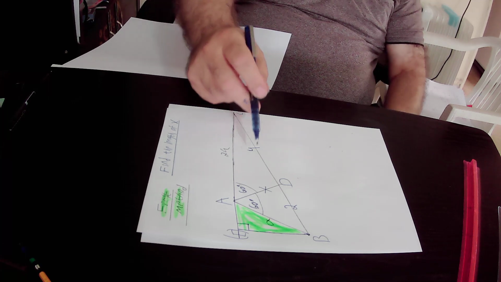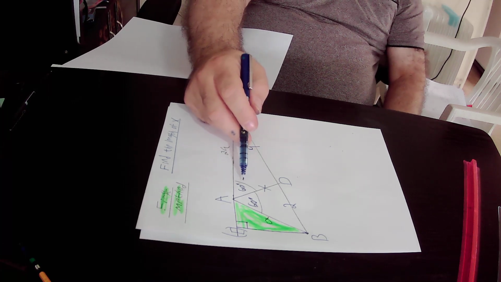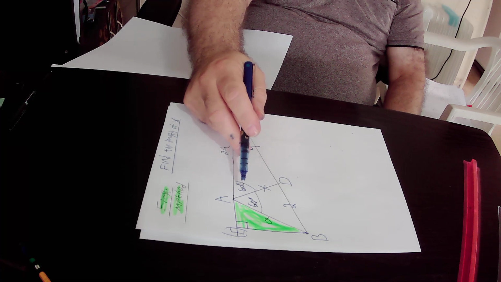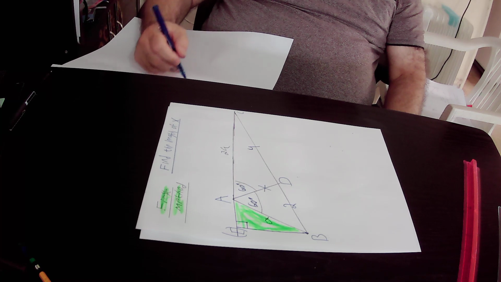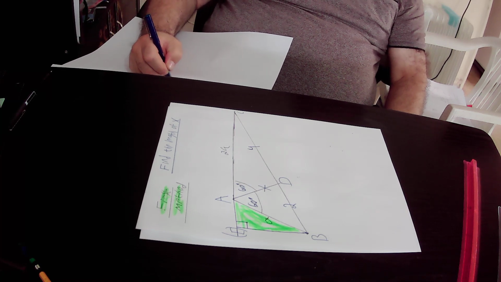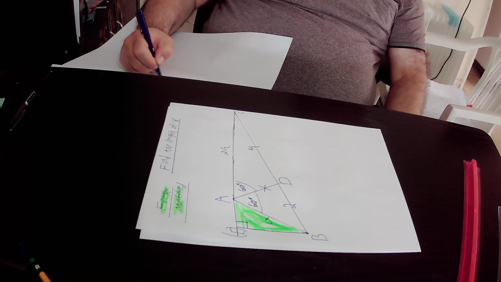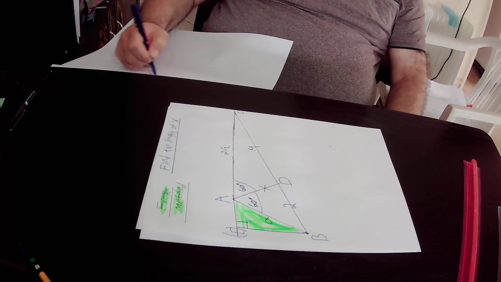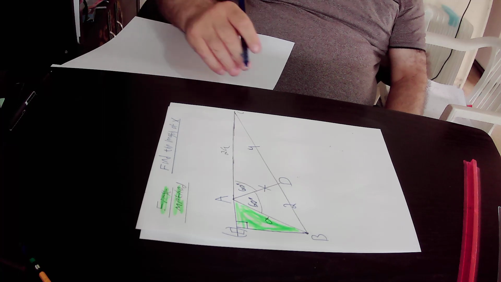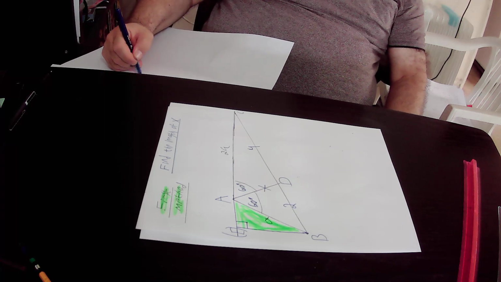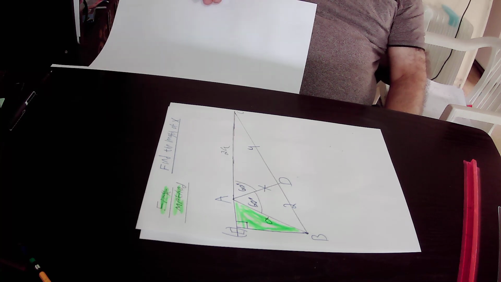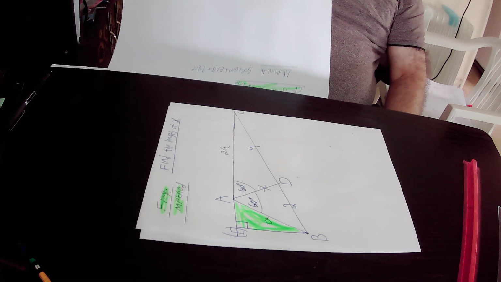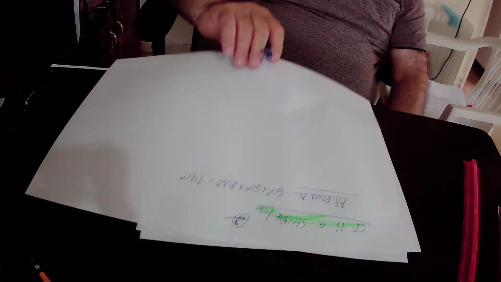So here we have 60 degrees plus 60 degrees plus angle EAB. In total, the sum of those three angles must be equal to 180 degrees, according to the rule that the sum of the angles on one side of a straight line equals 180 degrees.